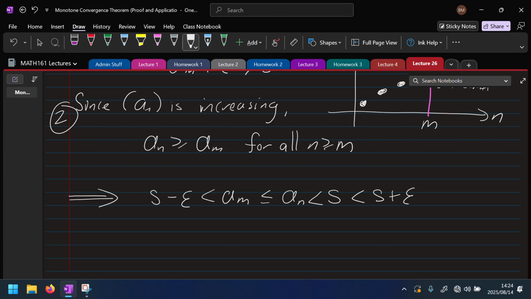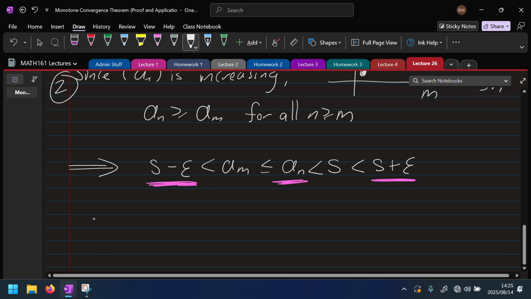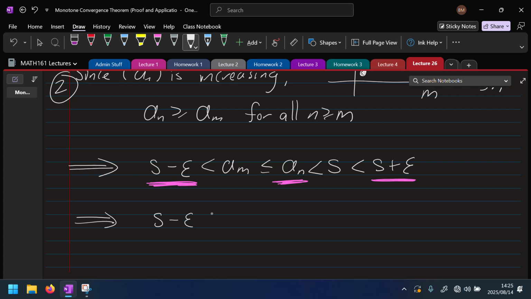Okay, so what we're going to do from this chain of inequalities here is look at this first part, this middle part and the final part. We're going to put those together. Okay, so we have S minus epsilon is less than AN is less than S plus epsilon. Okay, everyone okay with that? The step that we did there? Okay.